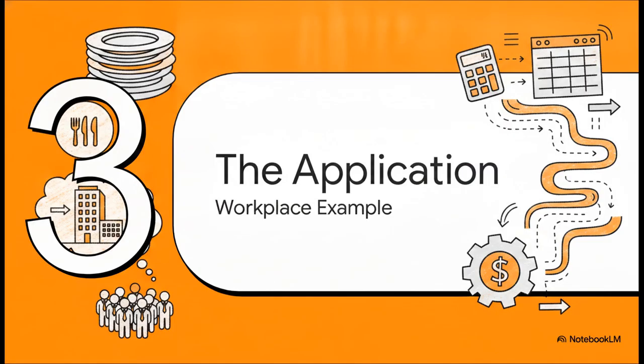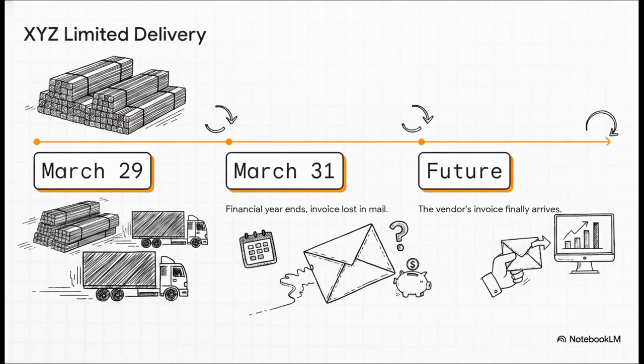Section 3. The application. Let's look at a real workplace example. So how exactly does this play out in a massive corporation? Let's apply this to a concrete scenario to see the math in action. Check out this timeline for XYZ Limited. On March 29th, Ria's factory receives a massive delivery, 50 lakh rupees worth of steel. The trucks roll in, the steel is unloaded, we're good to go.